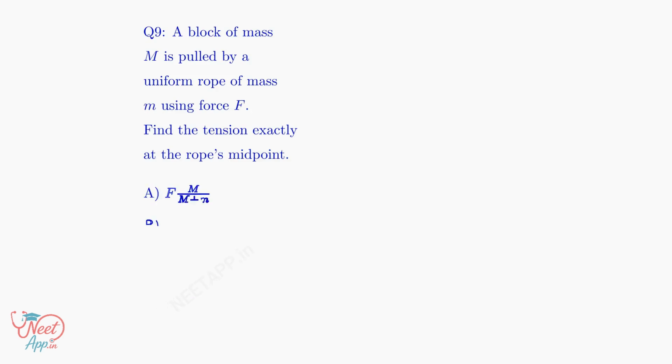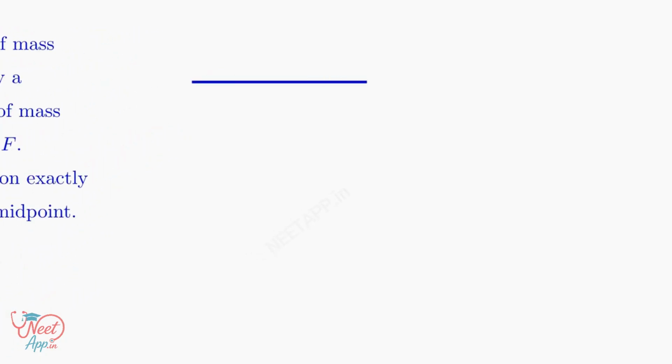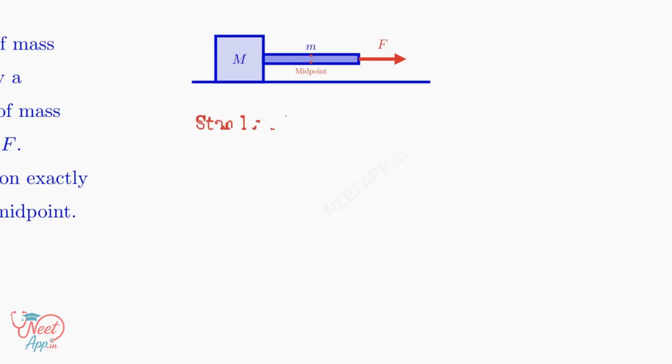Welcome to question 9. Connected bodies with a massive rope. A block of mass m is pulled by a uniform rope of mass m using force F. Find the tension exactly at the rope's midpoint. Let's draw the system. A horizontal surface, the block m, attached to a thick rope of mass m. A force F pulls it to the right, and we need the tension right here at the dashed midpoint.